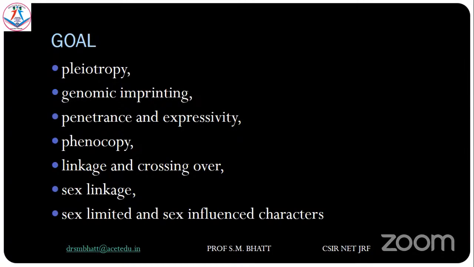Okay. So today's goal is understanding pleiotropy and genomic imprinting. Already we have discussed a little bit of penetrance and expressivity. Phenocopies. Do you know the phenocopies? Very interesting. Have you any idea of the phenocopies?